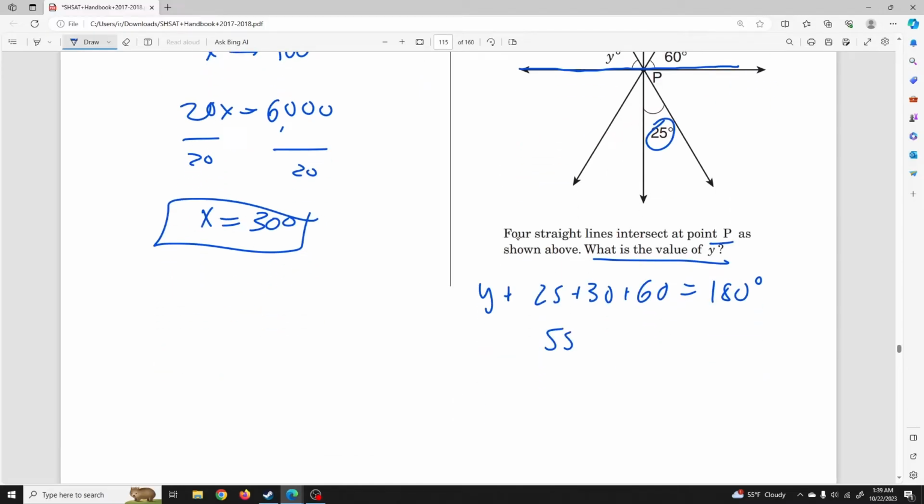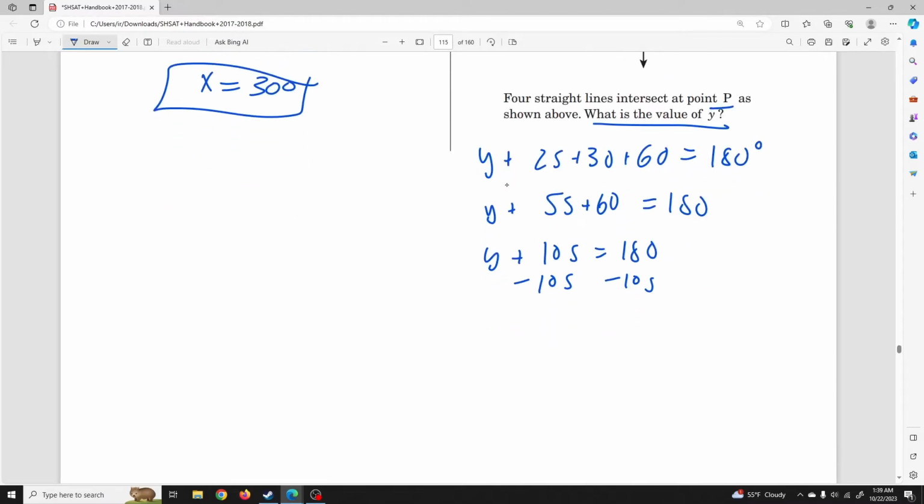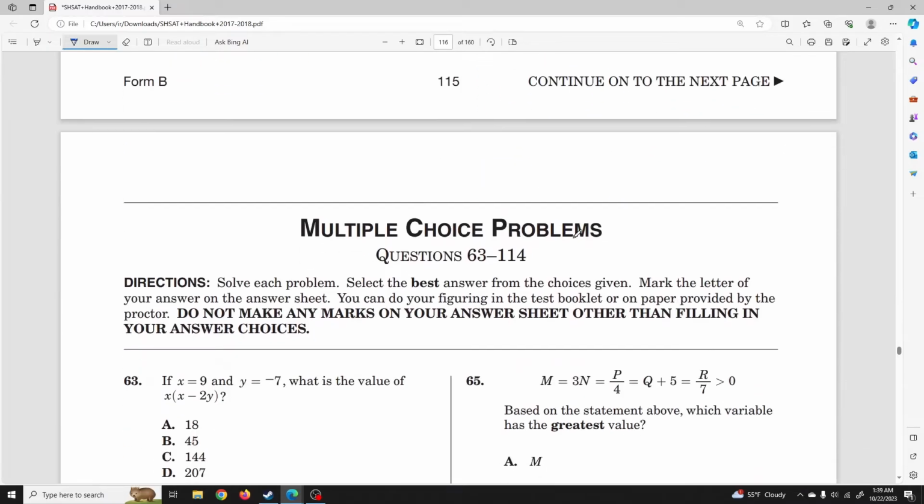So in other words, 55 plus 60 plus y is equal to 180. 105 plus y is equal to 180. So subtract 105 from both sides, and you're going to end up with y is equal to 65 degrees. Right, so that's the grid-ins done.